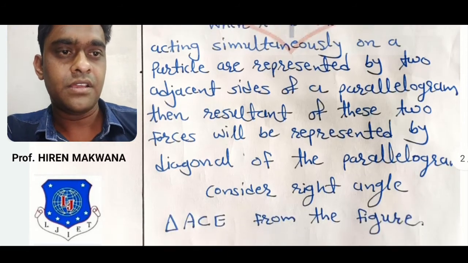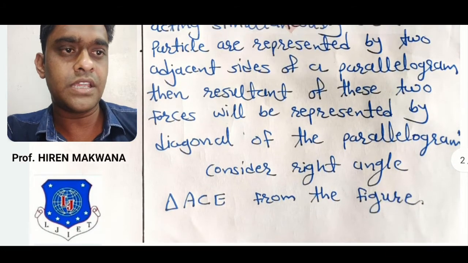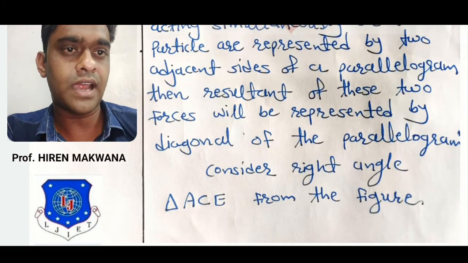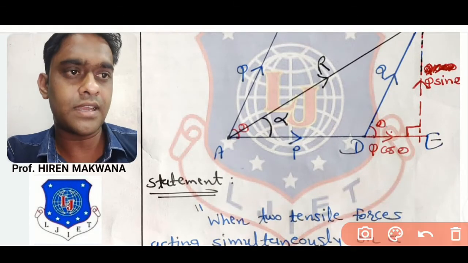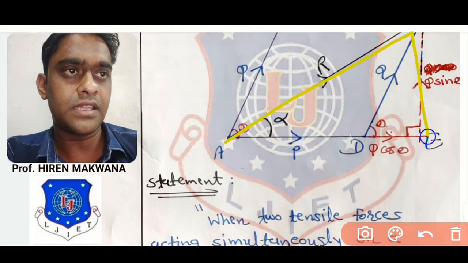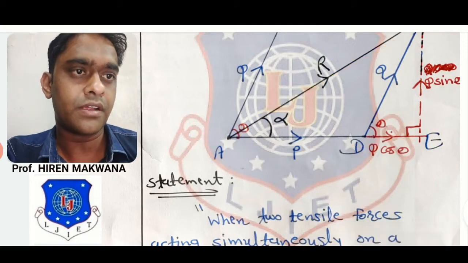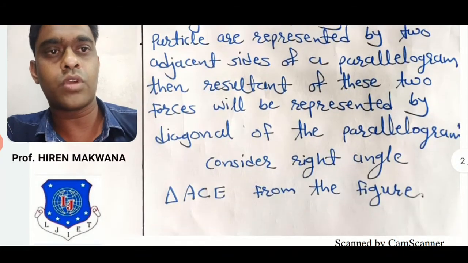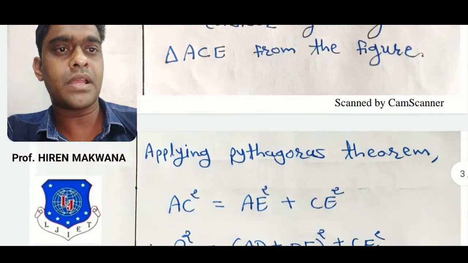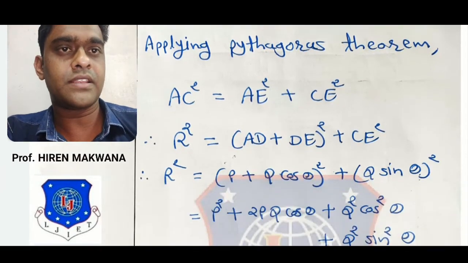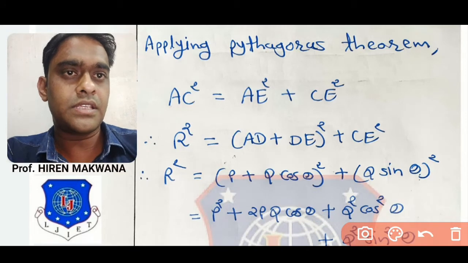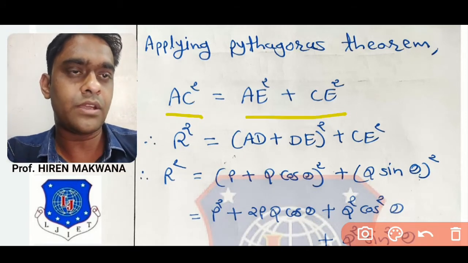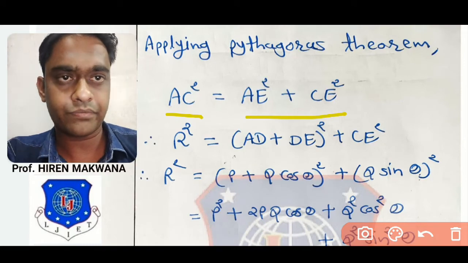As I said, consider the right angle triangle ACE from the figure. So this is the right angle triangle ACE considered from the figure. Let us go ahead. Now what happens? By applying Pythagoras theorem, we can get this from the same triangle. AC square, the hypotenuse, is equal to the addition of the remaining two sides, AE square plus CE square.